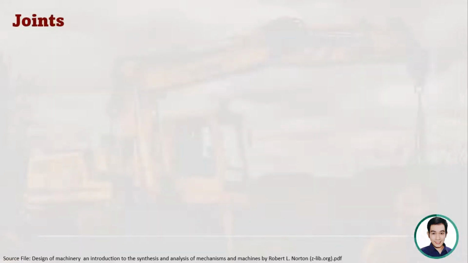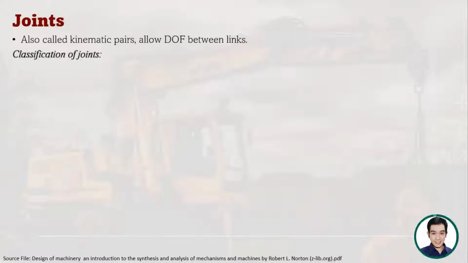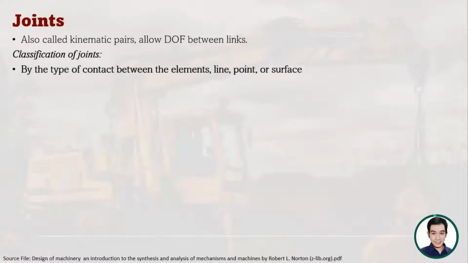Aside from links, it's also important to define joints. The joints are also called kinematic pairs. The joints allow degrees of freedom between links. So when we say it allows degrees of freedom, it means it allows mobility between links. There are classifications of joints. It can be classified by the type of contact between the elements. It can be line, point, or surface.